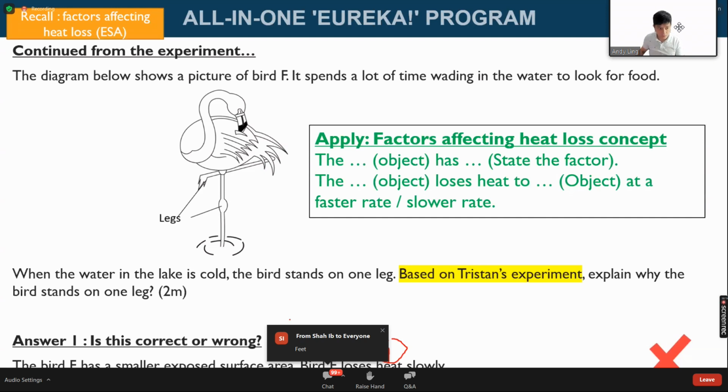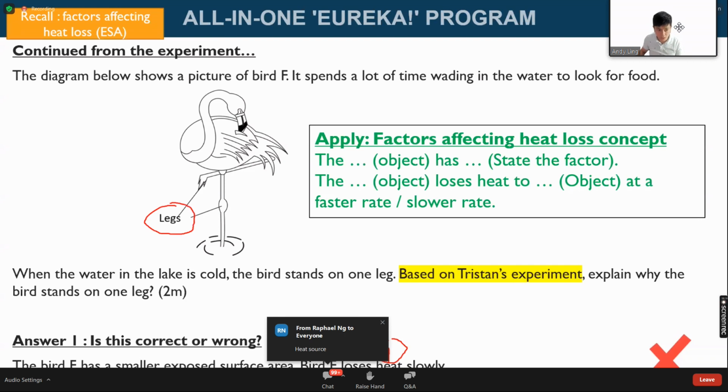What else? The feet. No, you don't have to talk about the feet. You can talk about the legs, that will do. Don't need to come out with your own new body part. Just use the keyword that's found in the question. Very good, the bird F or the feet itself, or the legs. What else?